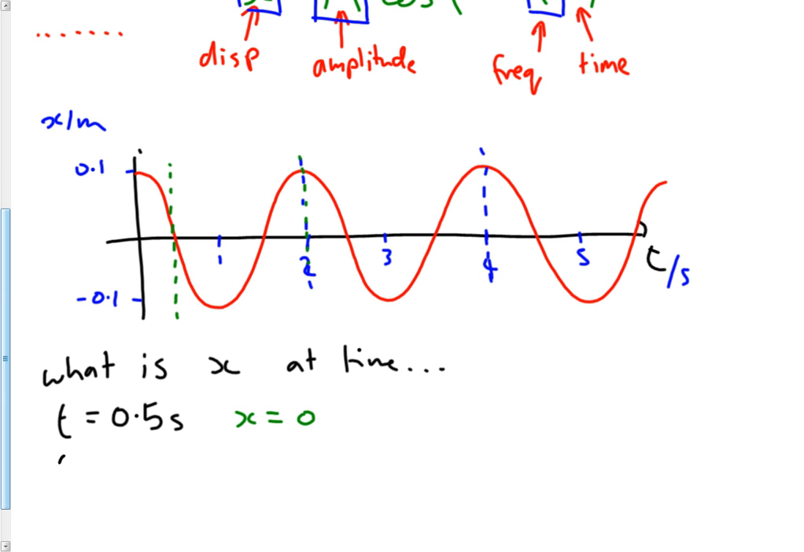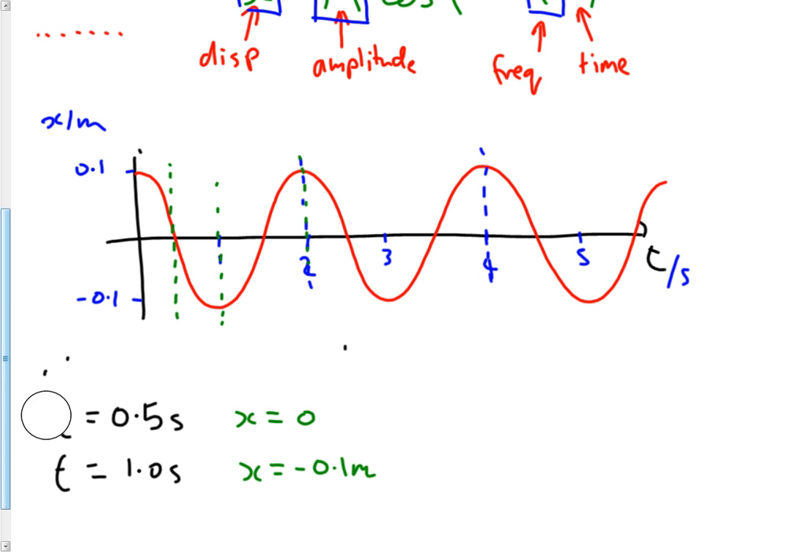Okay, what about at a time of 1 second? Well, 1 second is half a cycle. Half a cycle is here, 1 second. It's going to be at maximum negative displacement, which in this case is minus 0.1 meters, and so on. They could ask you 1.5 seconds, 2 seconds, whatever. Okay, this is all fine and dandy. It's all easy when it's nice fractions of a cycle that correspond to zeros or maxima or minima.